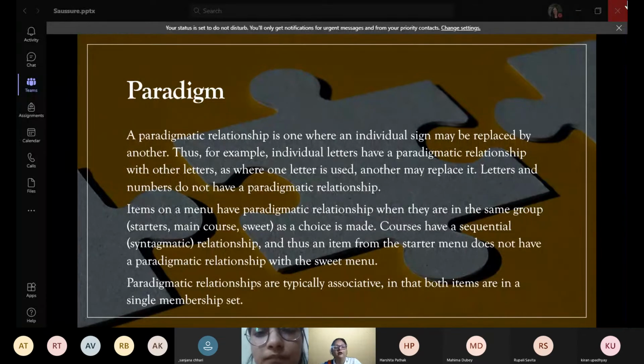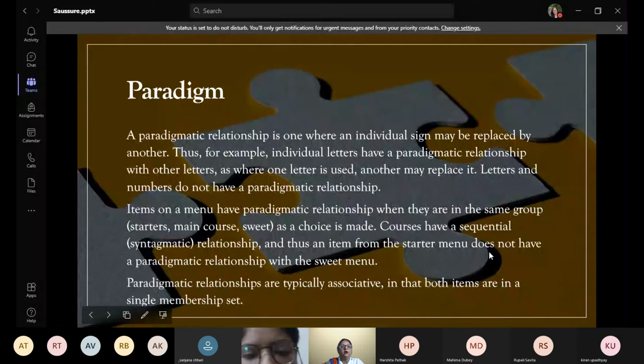Paradigmatic relationships are typically associative. You associate something with something. In that, both items are in single member relationship. Right?